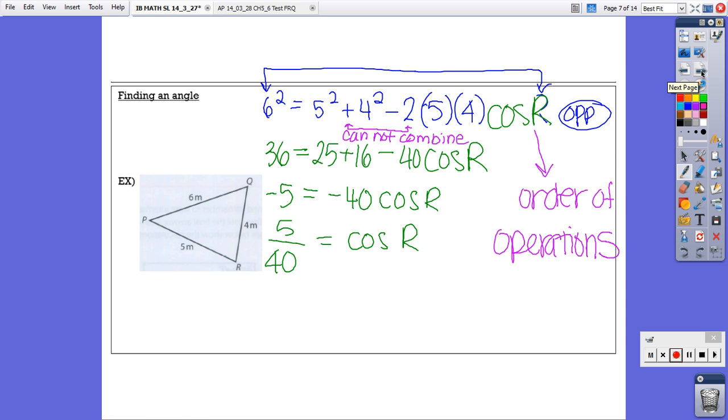Law of cosines, again, the only reminder is if you are calculating the angle, please make sure that these steps right here are taken, where you move these terms first out of the way. That's these two terms, moving it to the other side, and then you have a coefficient in front of cosine of r. This piece right here is the coefficient of cosine of r, so it can't be combined with the 5 squared and 4 squared. I'll even take the negative with it.